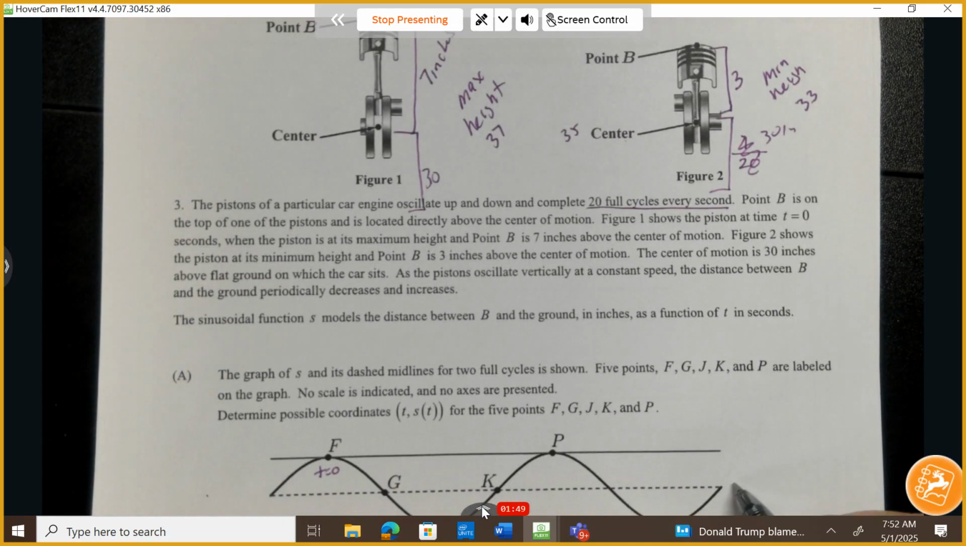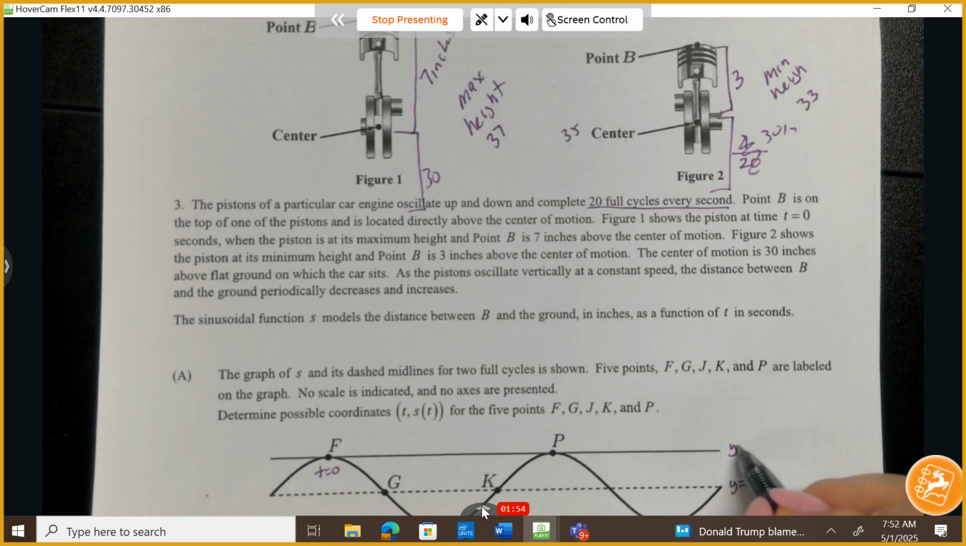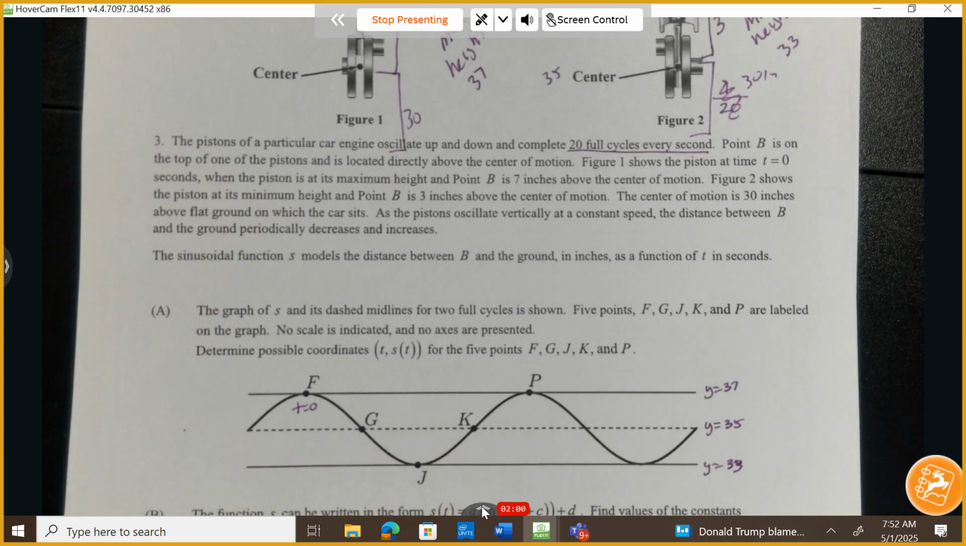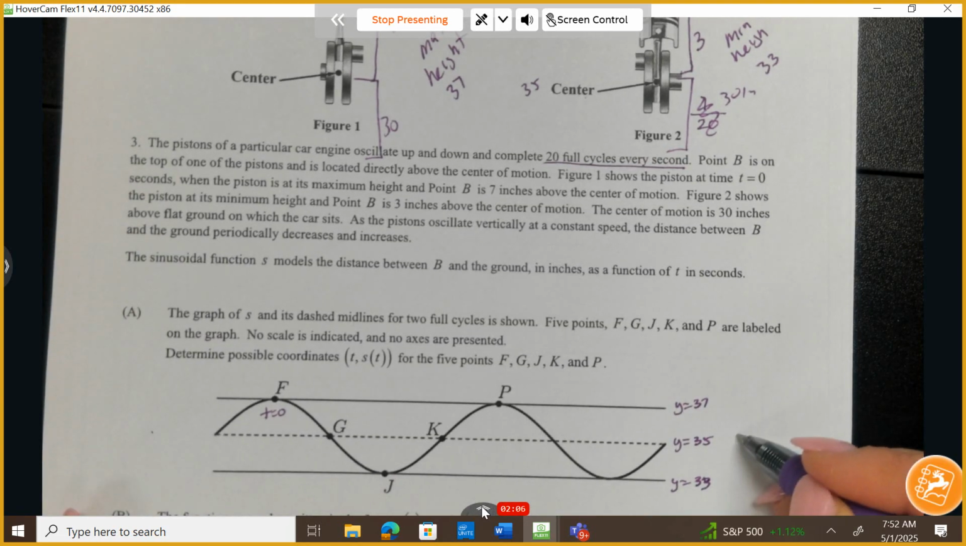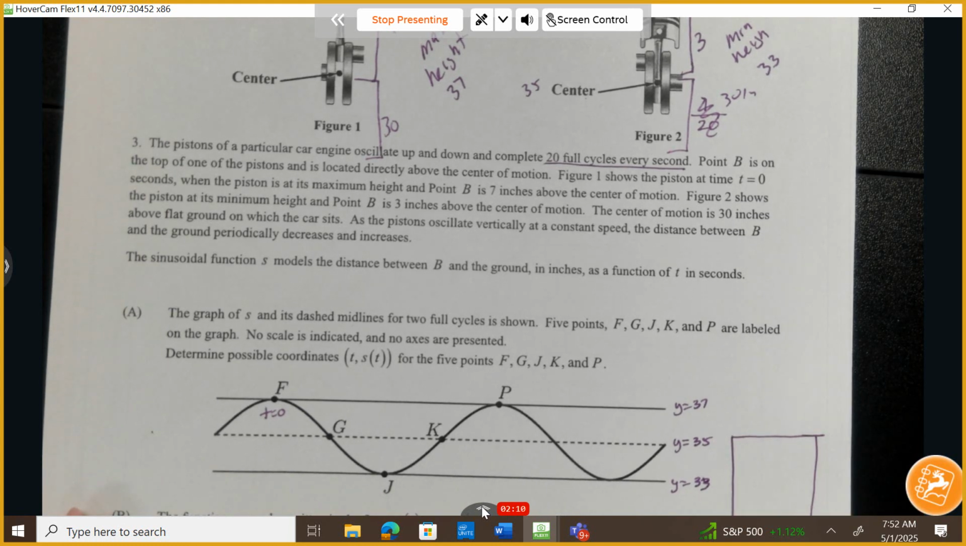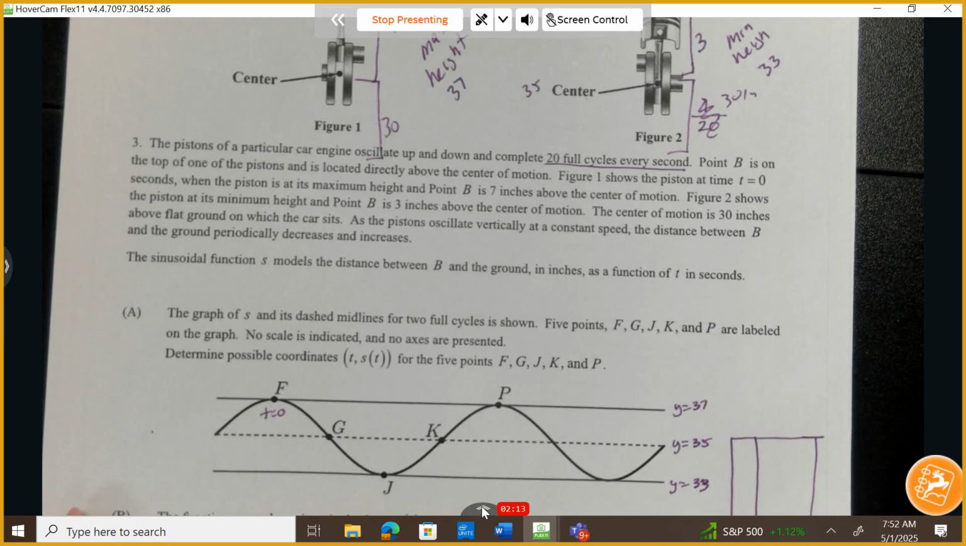So I'm going to come back here and just do this for myself. I'm going to write y equals 35, y equals 37, and y equals 33. So this is going to be a height, again, of 33. I think it's to our advantage to come off to the side here and make a table. Our table is going to have 3 columns.